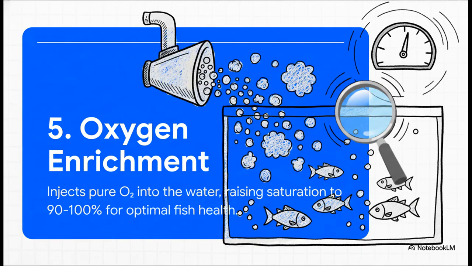So we've taken the bad gases out, and now it's time to put the most important gas back in, oxygen. This is often done with an oxygen cone, which is a super efficient device that injects pure oxygen into the water under pressure. The whole point is to bring the oxygen saturation level all the way back up to 90 or even 100%. This is absolutely critical for keeping fish healthy and growing fast, especially at high densities.